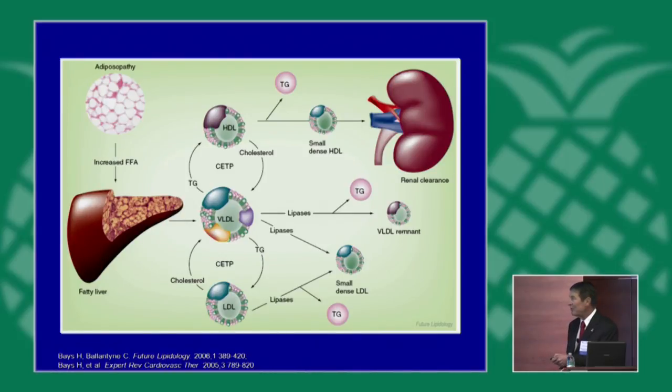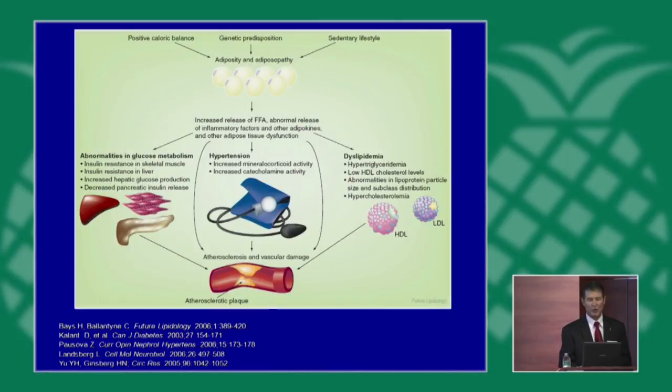The same thing can happen with HDL, the same swapping, and we can end up with small, dense, less functional HDL. And I think that contributes also to the problem, as well as the adipocyte. The dysfunctional adipocyte can release angiotensinogen, and therefore increase our blood pressure. So if you look at it, all of these mechanisms will increase the likelihood of atherosclerosis and an atherosclerotic plaque.